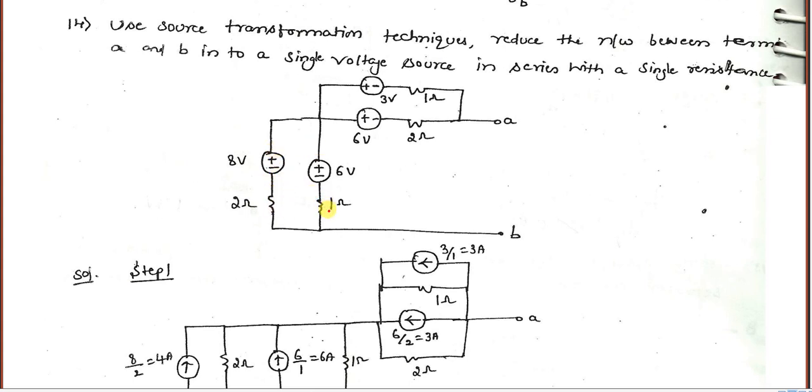So two parallel voltage sources are connected like this. This full thing you have to convert into a single voltage source with a single resistance. Okay. So in parallel, we cannot add voltages. So we need to convert these two into current sources. Again, these two into current sources.